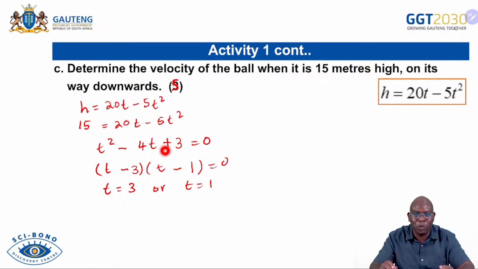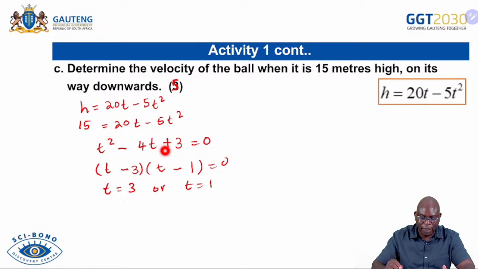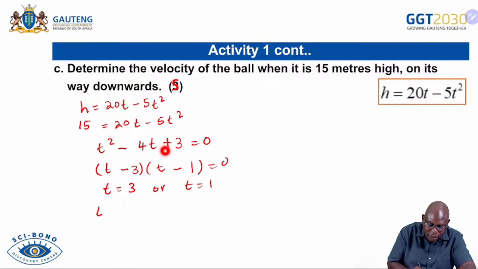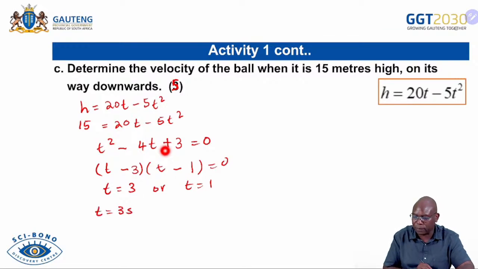Now, I've got two answers there for t. So now how am I going to get the velocity of this? Remember, the ball will be 15 meter high at t equals 1. So if I substitute t by 1, it will be at 15 meter high, right? So now you can check that by substituting there. So if I substitute the value of t, I'm going to get 15 there. But now, what happens when I substitute t by 3? So if I take t equals 3 seconds.